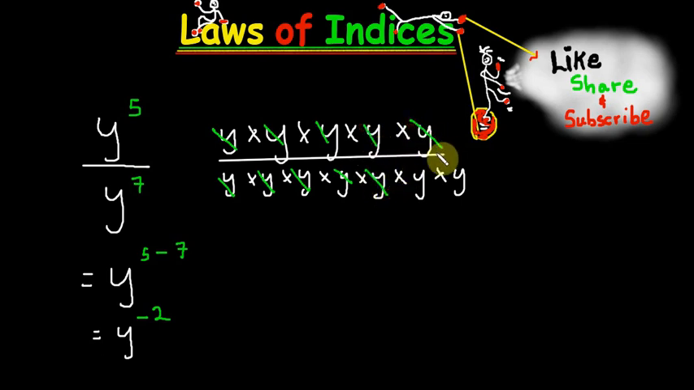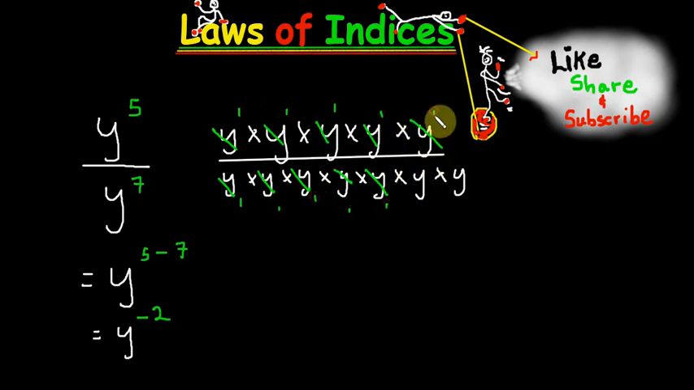Hey, but teacher, we have a problem. We have two y's at the bottom. Yes, we have 2 y's at the bottom, y multiplied by y. So how do we write this? Now listen to this one. On the top we have 1, 1, 1, 1, 1. We're getting to the rule.